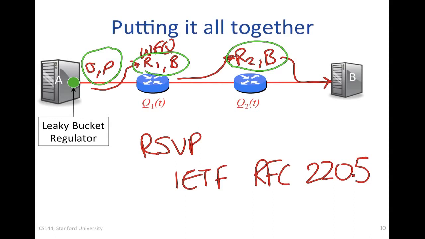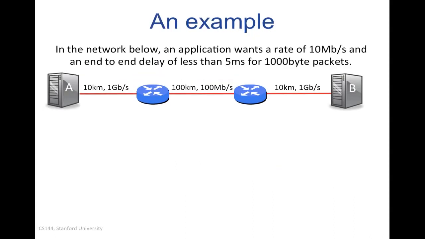So let's look at a worked example of this now. Imagine that in the network below, we want an application to be able to send at a rate of 10 megabits per second and have an end-to-end delay of less than 5 milliseconds when it sends 1,000 byte packets. Let's see how we would do that.